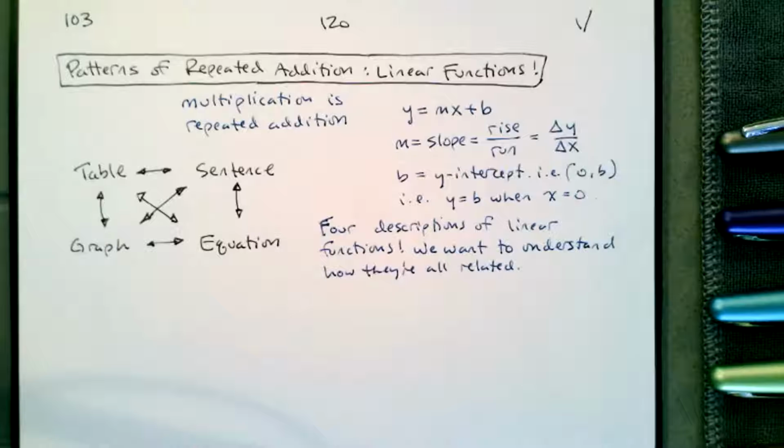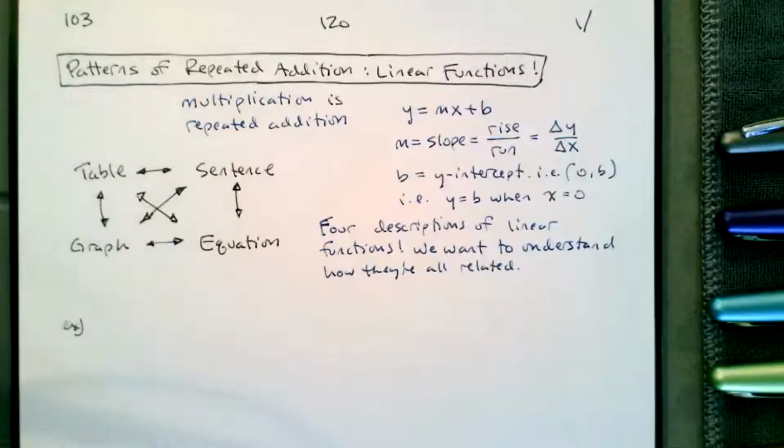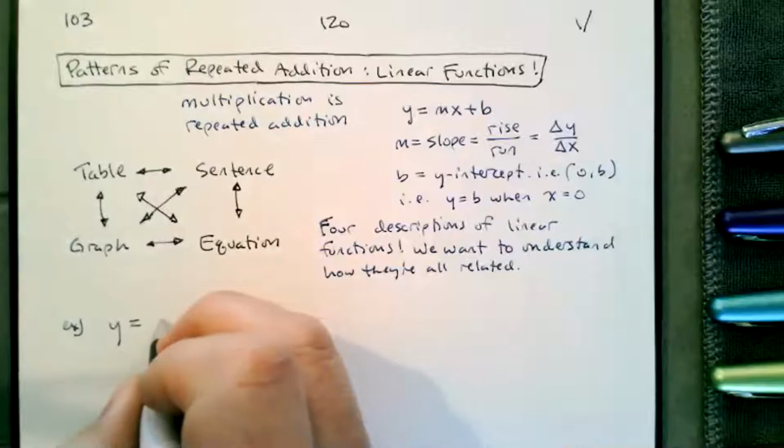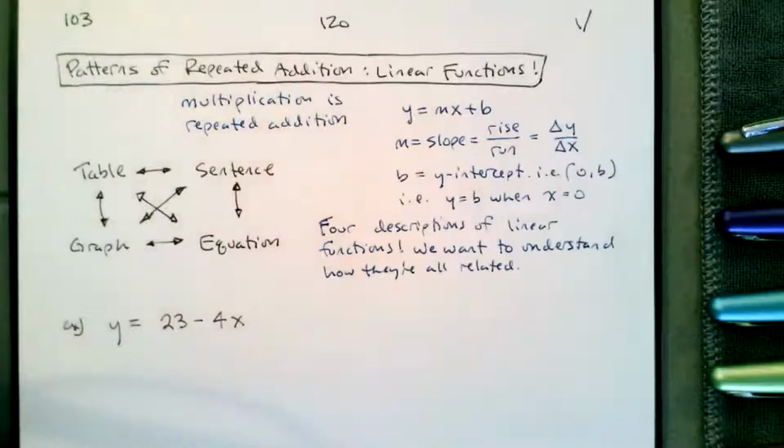So let's take a look at an example and think about what's going on. I'm going to start by writing an equation, and we're going to create a table of values for that equation, and then we're going to create a sentence for that equation. So let's say that y is equal to, and I'm going to write it in the way that I like to write it, y is equal to 23 minus 4x.